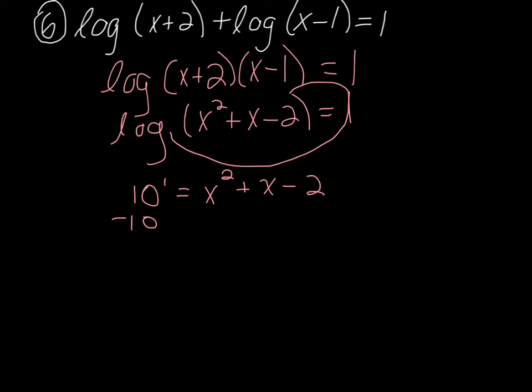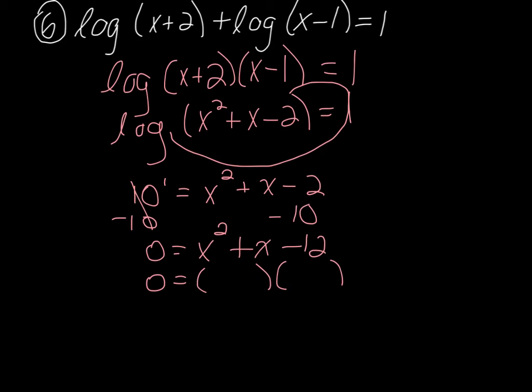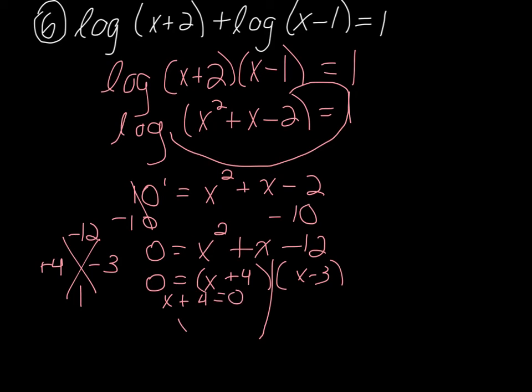I'm going to subtract the 10 to the other side to get it into standard form so that I can factor if possible. So I'm looking for two factors of negative 12 that add up to positive 1 and have different signs. That's going to be a positive 4 and a negative 3. Break it apart, I get x plus 4 equals 0, means that x equals negative 4. And x minus 3 equals 0, means that x equals a positive 3.